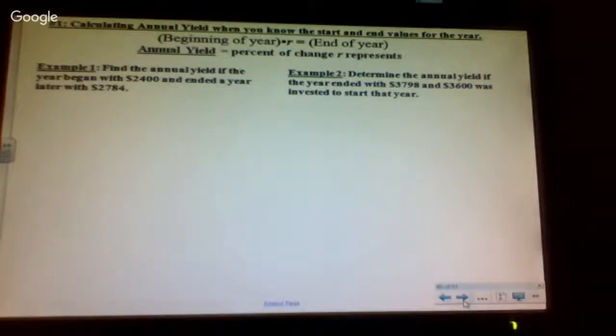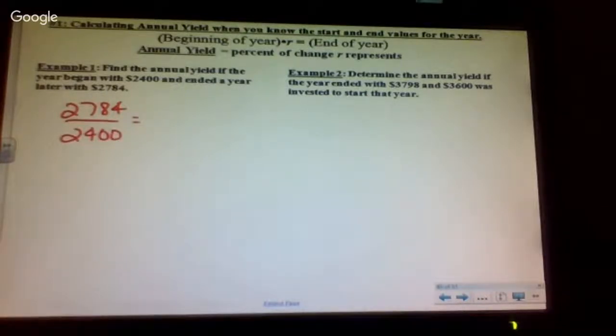Okay, calculating your annual yield when you know the start and end values. All they tell you is what you start with and what you end with. So, just like we did before, what's my new amount? How much money do I have now? $2,784. That's how much I end with. How much did I start with? 2,400.